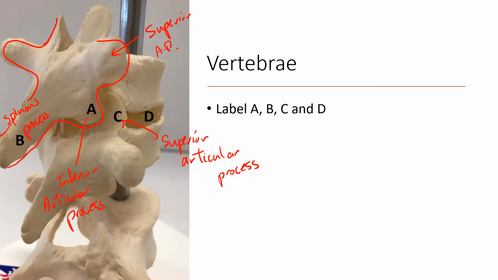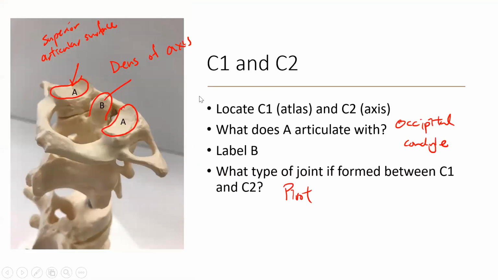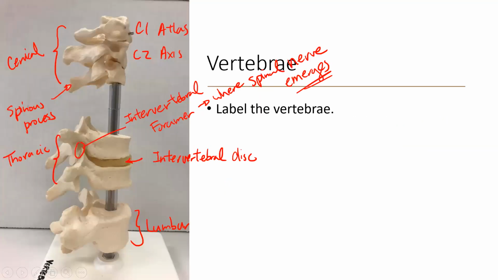We've already labeled D before, the intervertebral discs. And you see the pole that goes through the entire thing. Let me go back here. This pole that goes through the center would have been the spinal cord in real life.